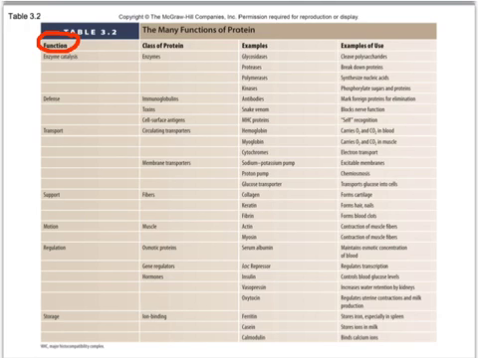Okay, so the functions are the same ones listed in your text, and this gives you examples of specific proteins that would be involved in these functions. So in defense, this is your immune system proteins, essentially your immunoglobulins, your antibodies, and these are extraordinarily important, obviously, to your body, so proteins function in defense.